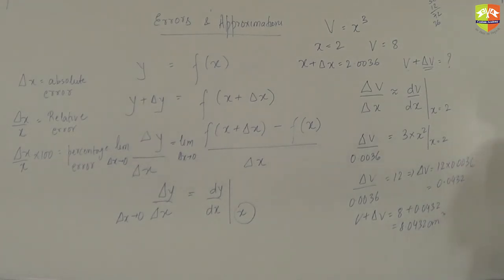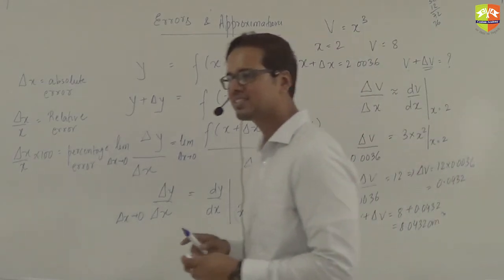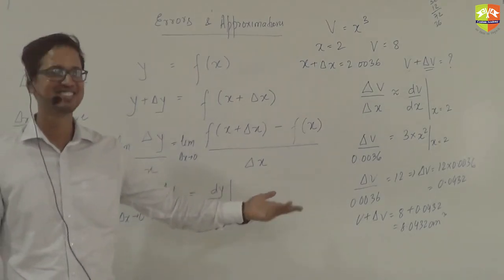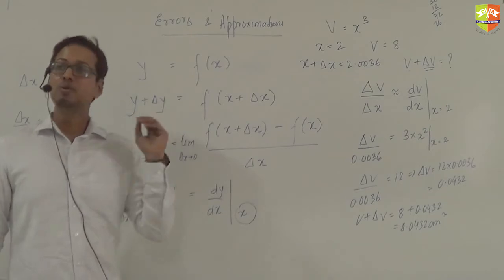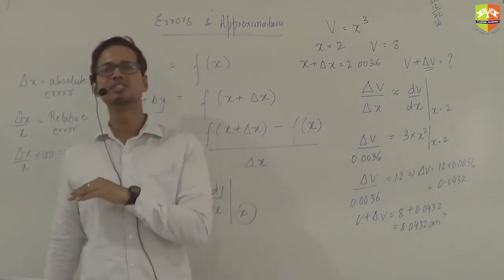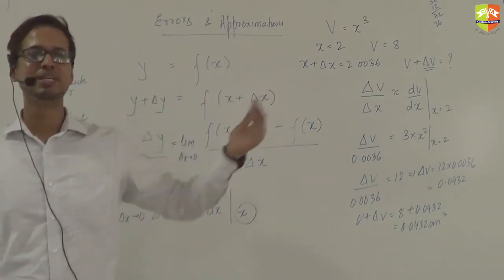So I never sat and did 2.0036 whole cube. I just saw how much adjustment I have to make to my volume, or what is the error introduced in the volume, and adjusted it with that error. Okay. By the way, I would request you to take out your calculator if you have, and just check if I do just 2.0036 whole cube, how close am I to the answer? Very close. How much is the actual? 8.04327. See, it's almost very close, right? And you will be even closer had this error been very, very small. Right? As the error approaches 0, delta v by delta x will approach dv by dx.